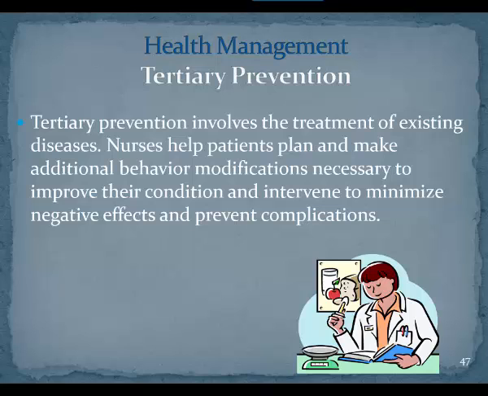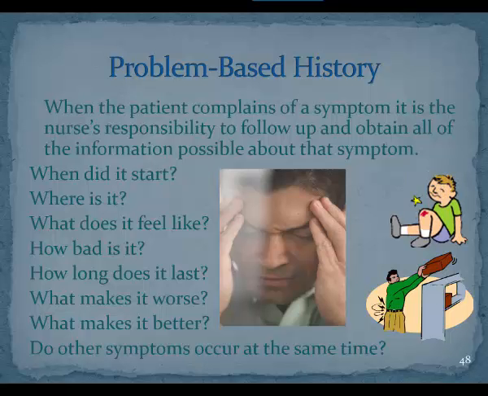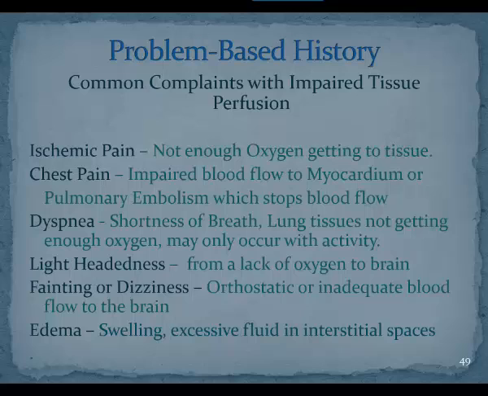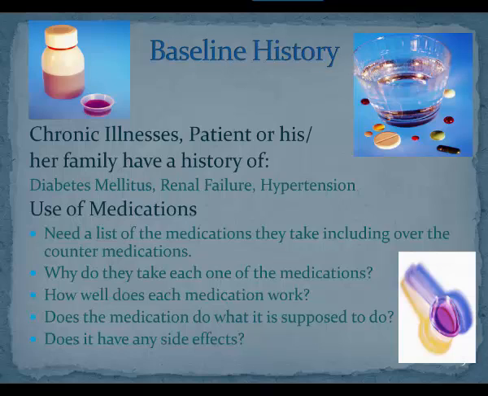So when a patient comes in with a specific problem, we focus first on that problem, asking targeted questions. This slide has common complaints of impaired tissue perfusion listed. When there is time, we need to thoroughly assess the patient's medical history, allergies, and medication use.